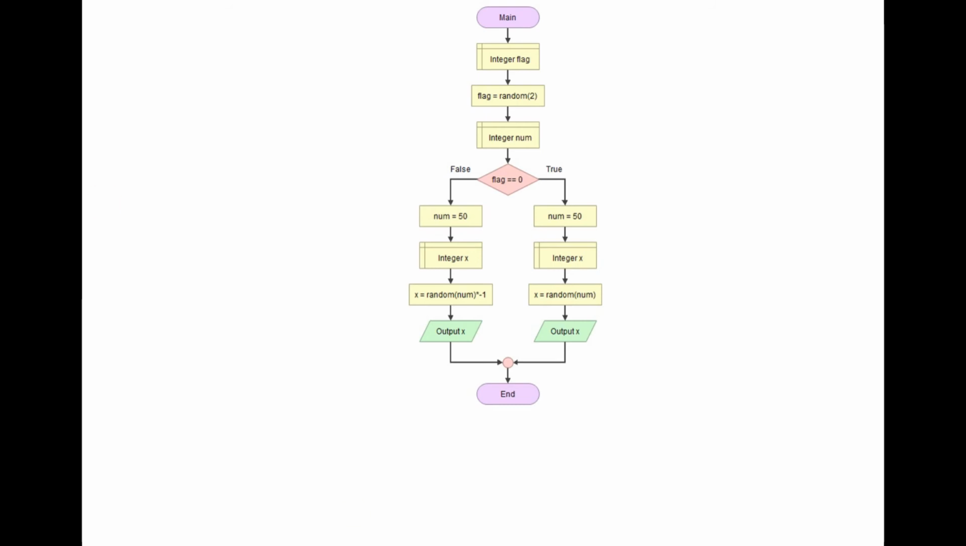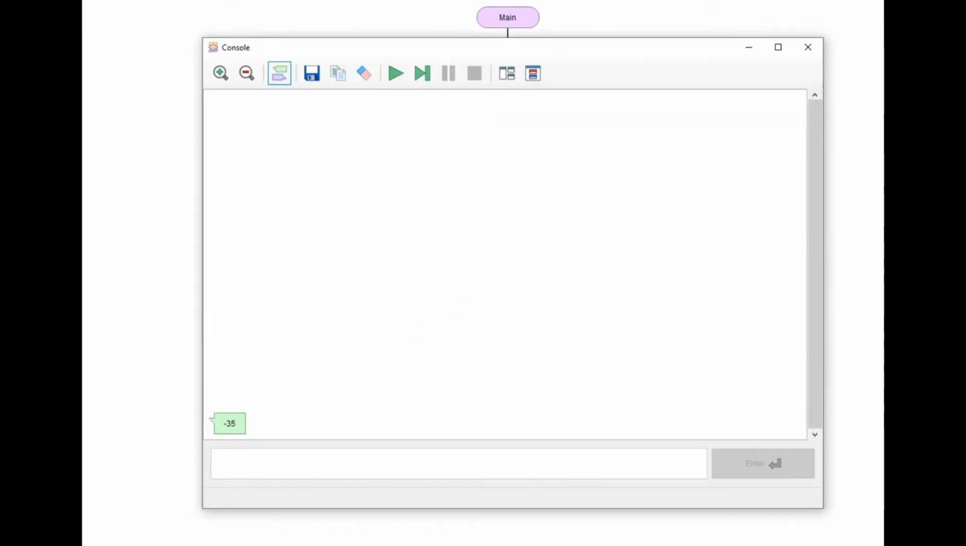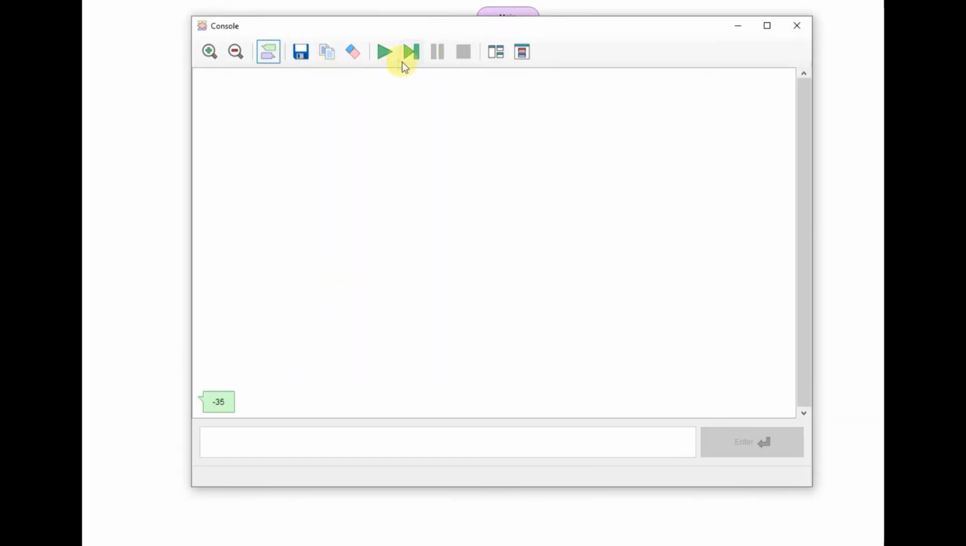Bring up the thingy. Where's it gone? There we go. Okay, so minus 35, let's keep running it a few times. 24, 22, so we've got a random selection of values, positive and negative. Hope that helps.